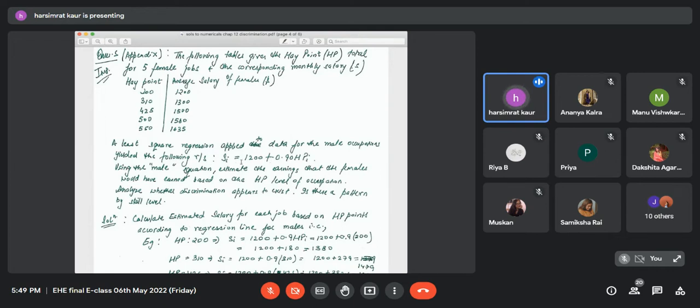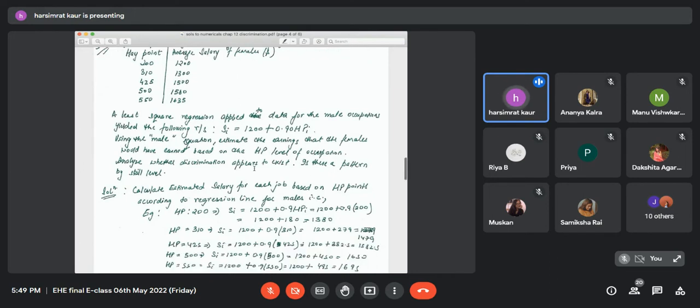So guys, basically if I want to calculate the salary of a male counterpart who is given a rating of 200 points, then I will just substitute HP by 200 and I will figure out what salary a male is getting. Guys, I hope that I'm making sense. Is it clear? Yes, ma'am. So guys, this is a regression equation for the earnings that a male occupant will get if he's being hired in these 5 different occupations.